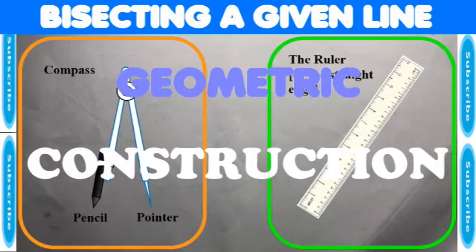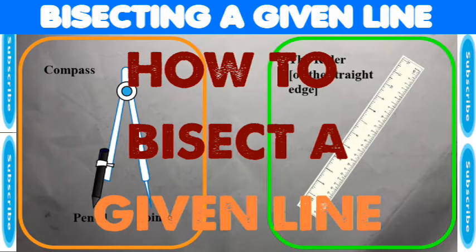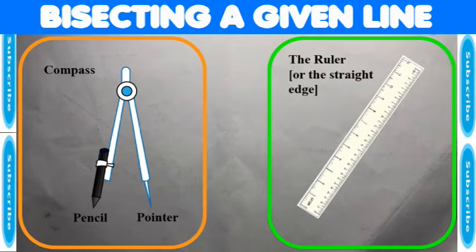So let's get right into it. Today we are going to take a look at how to bisect a given line. To bisect a given line means to divide that particular given line into two equal parts or halves. So if you have a particular line given and you are told to bisect that line, it means that you are supposed to divide that line into two equal parts.